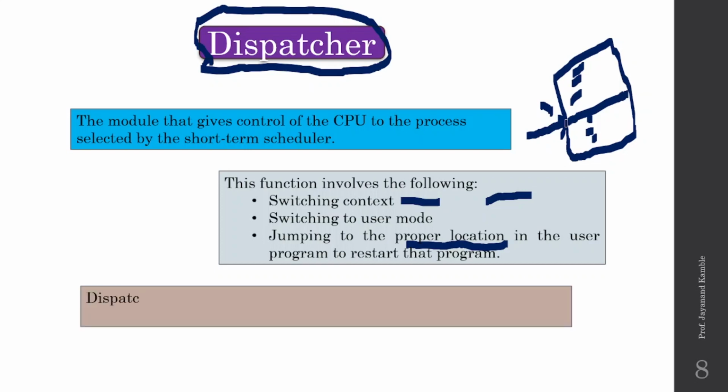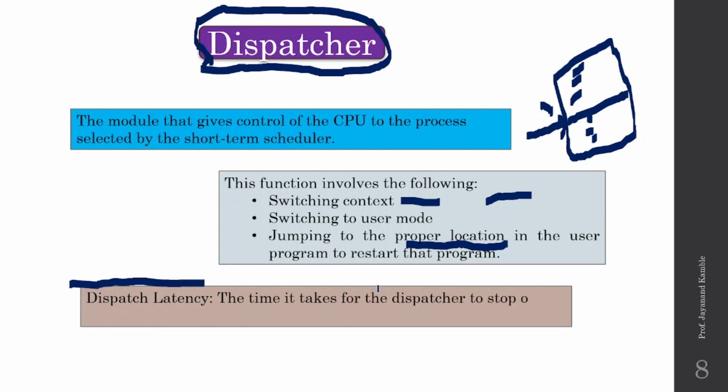Now dispatch latency, one of the important concepts that we must know. What is the dispatch latency? The time it takes for the dispatcher to stop one process and to start another running, that is called dispatch latency. See, what does the dispatcher have to do? The dispatcher has to stop the currently executing process, so it cannot immediately start another running. There is some time delay. That time delay is called dispatch latency. That is the time taken by the dispatcher to stop one process and start another running. That is dispatch latency. And now finally we will talk about CPU scheduling criteria.